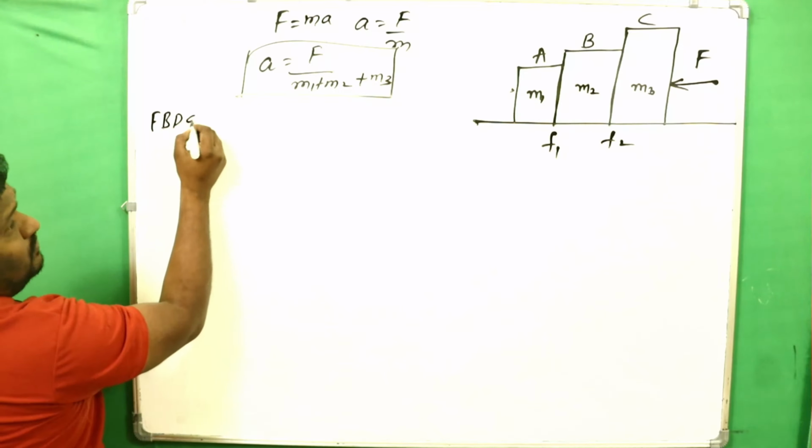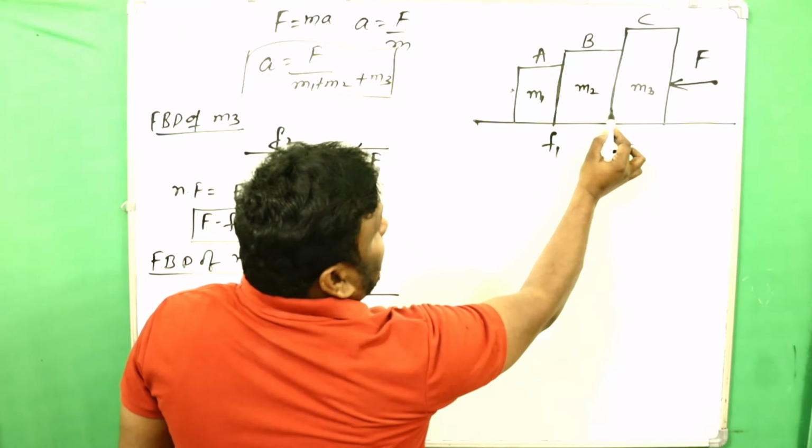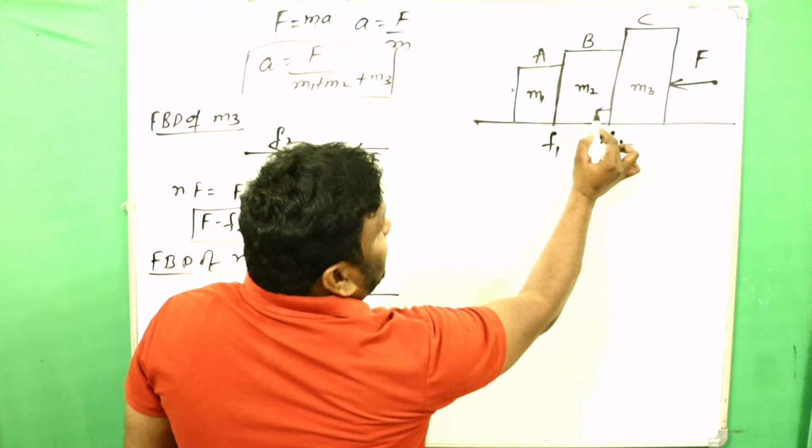On the second one, look here, this is the mass m2. Here m3 applies a force in this direction, and m2 applies a force in this direction. That's why here this is F1 and this is F2. Then the net force is F1 minus F2, and that is equal to m2a. So this is the equation for the second body.